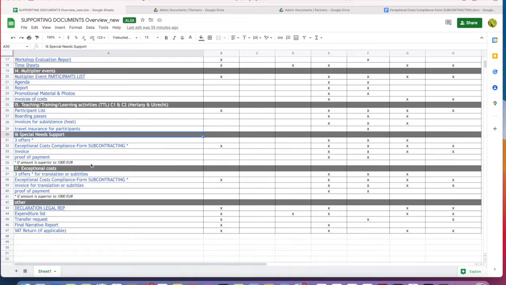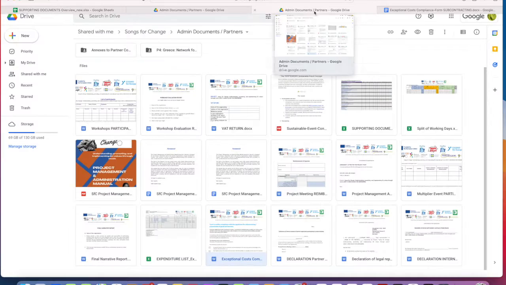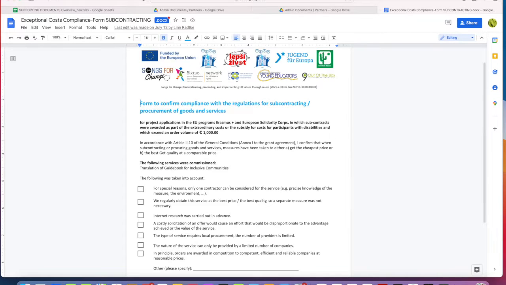And additionally, what we also created is a template called Exceptional Cost Compliance Form. This was designed, I believe, by the German National Agency, and we translated it. It's here. It's for you as an organization.